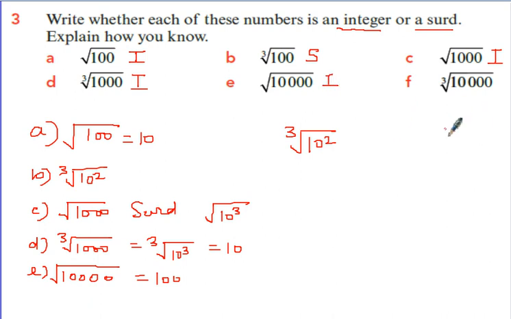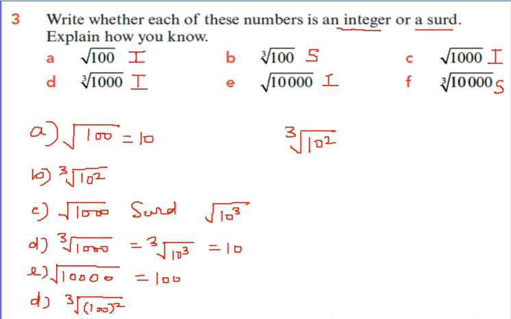Here again cube root and we are getting 100 squared, so a surd. The last one is also a surd. Why is it a surd? Because we are getting a cube root and inside we are getting a square. It is 100 squared.